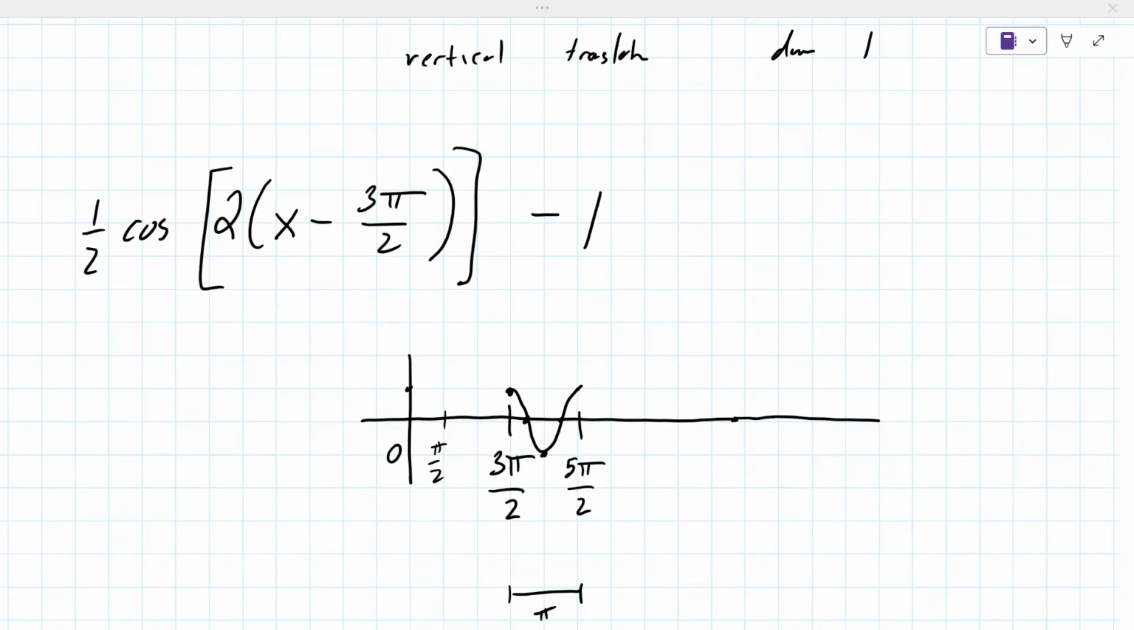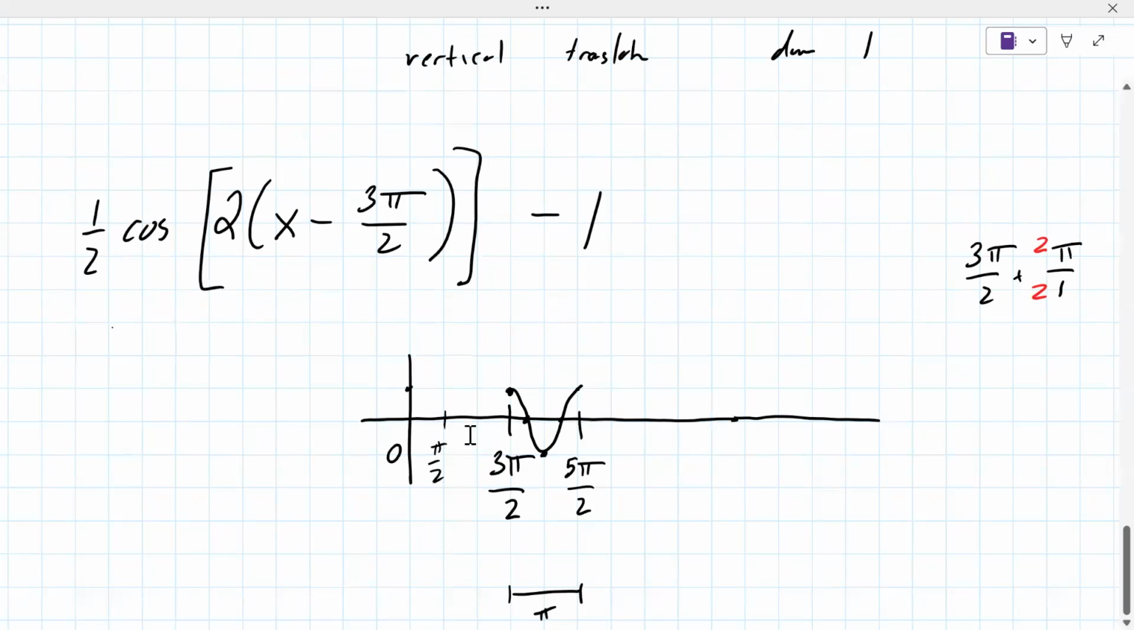Isn't the period 2 pi over 2, so the period would be pi, which means it'd be 4 pi over 2? 3 pi over 2 plus pi over 1 ends up being, when you make the common denominator, 5 pi over 2. Oh, okay. All right, so good question. You've got to get that right.